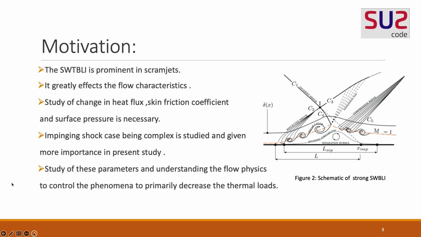Here, mainly we are looking into the impinging shock model. The basic reason for choosing this model is that the impinging shock doesn't depend upon the flow geometry on which the boundary layer is developing, unlike the case of a compression ramp. Also the boundary layer is better defined over the impinging shock model, and due to the complexity involved in the boundary layer, this specific model is chosen for the study.